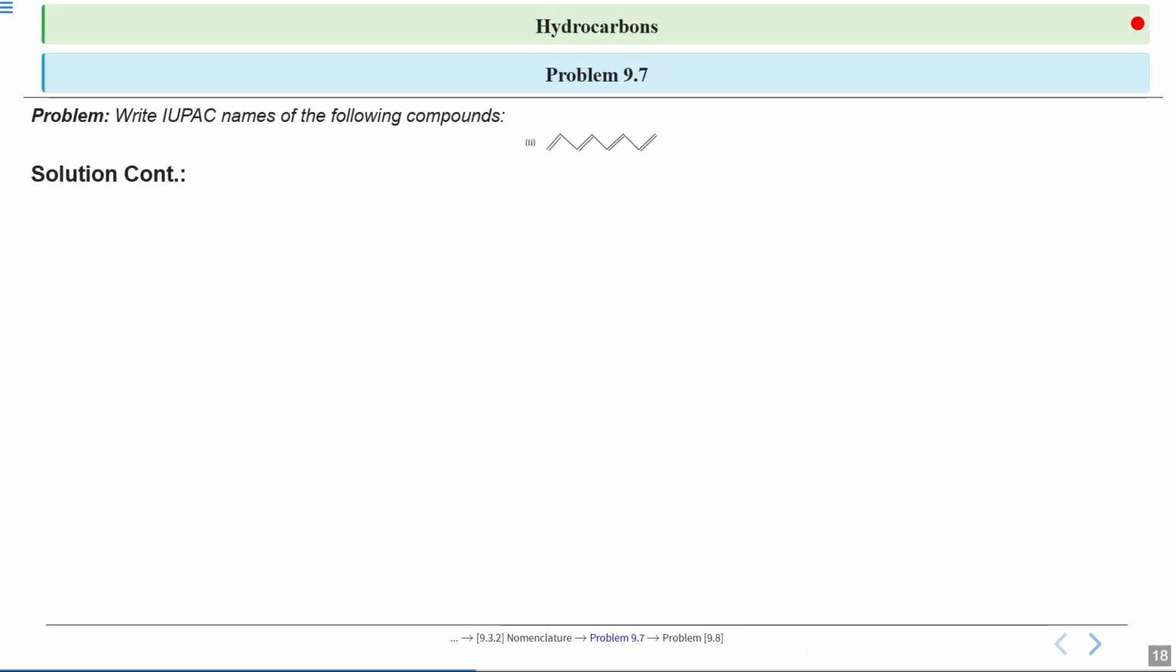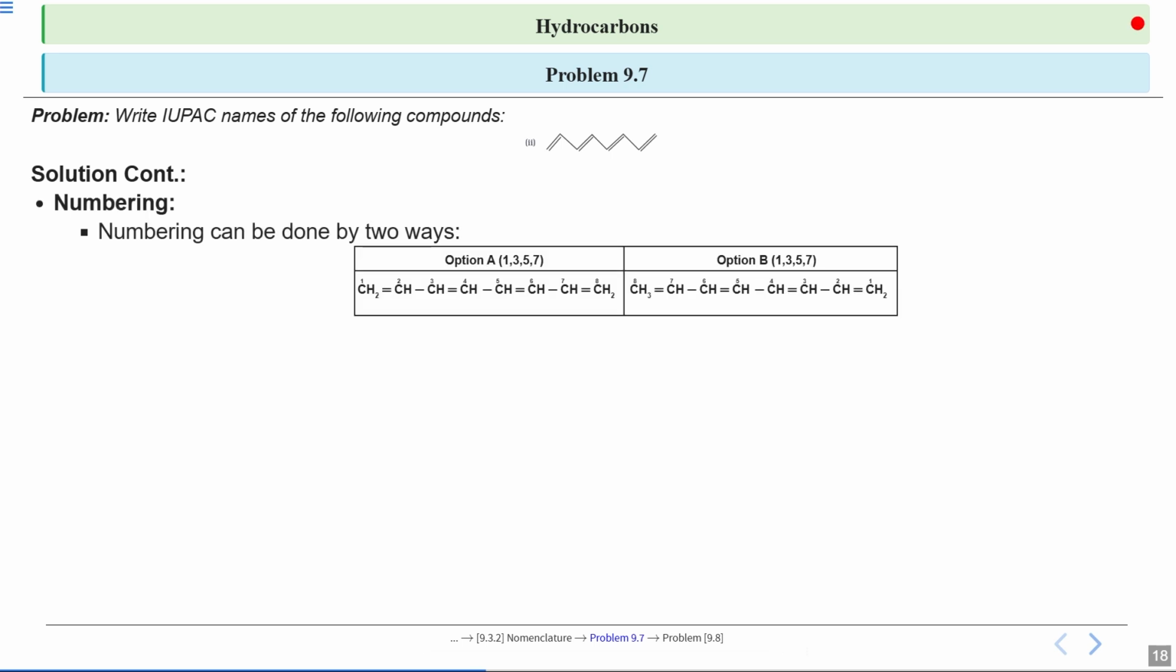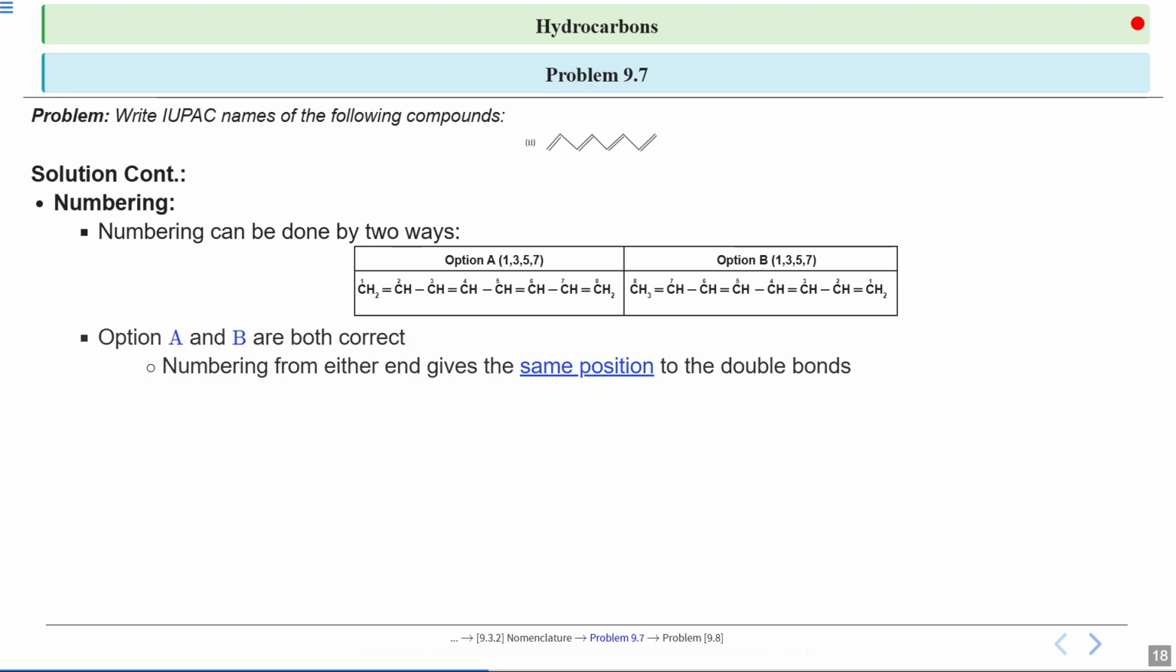Moving on to the third step, what is that? It is numbering. How will you do the numbering? If you do the numbering from the right and from the left, you will get the same outcome, that is 1, 3, 5 and 7. If you look at options A and B, the substituents are present on 1, 3, 5 and 7. I would not say substituents, I would say double bonds. So numbering is the same from either side, and you can conclude that option A and option B both are correct.